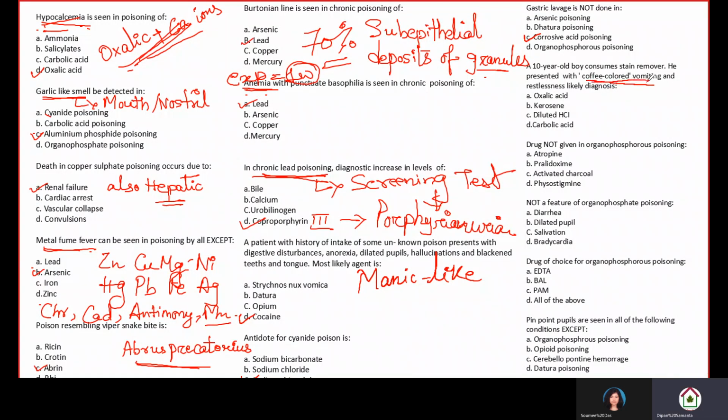Coffee-colored vomiting, and restlessness. Okay, coffee-colored vomiting and restlessness. So the answer will be oxalic acid. In the first question we saw that in oxalic acid poisoning there can be hypocalcemia, and in this question we get that vomit in oxalic acid poisoning has a coffee ground appearance because the oxalic acid badly corrodes the stomach walls, and there will be bloody vomiting for the same reason.